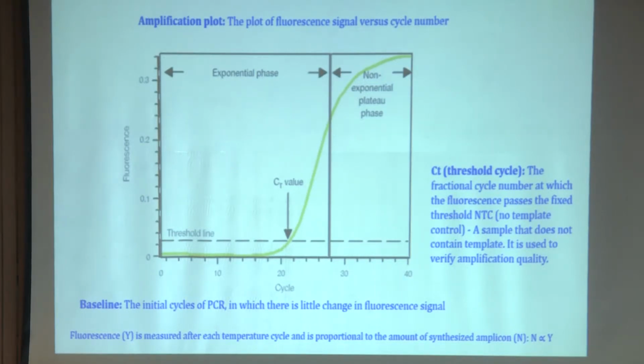So when you talk about threshold cycle, the CT value, it's a fractional cycle number at which the fluorescence passes the fixed threshold. NTC means no template control. Theoretically you should have a no template control where the baseline signal is taken as the threshold level, beyond which you are able to see the fluorescence signal. So this is very important, right?